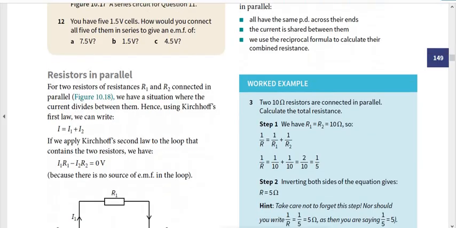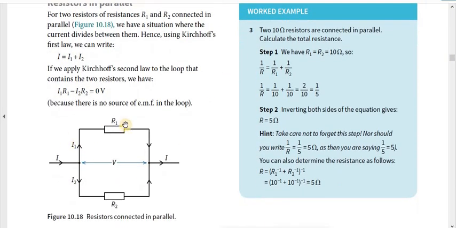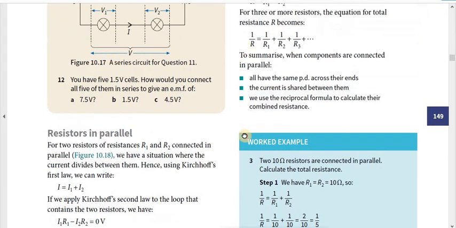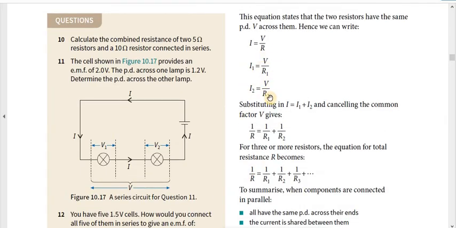Now I1 is the current through R1 and the resistance is R1. The potential difference across R1 is equal to the potential difference across R2, and that is equal to V. So we can write I1 equals V over R1 for this resistor, and I2 equals V over R2 for this resistor, using the V equals IR equation. I1 equals the potential difference across the resistor R1 divided by the resistance of R1. This is the current through the resistor R1.